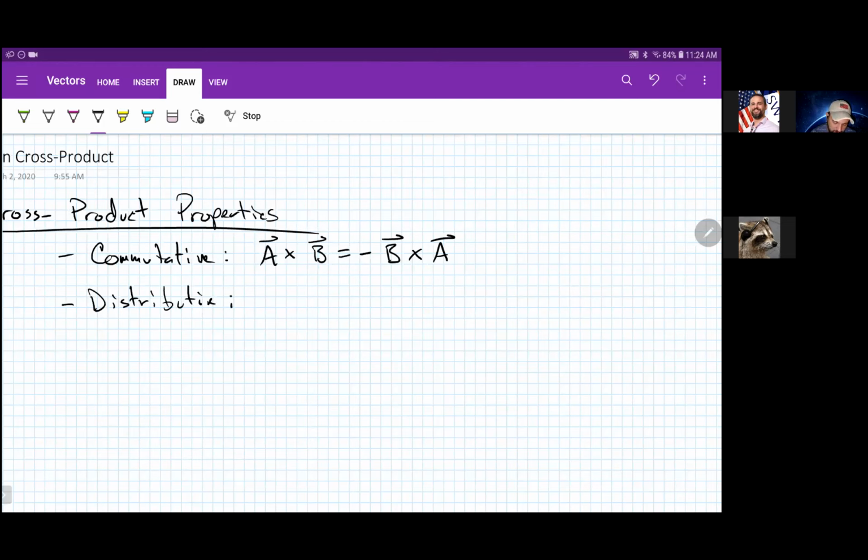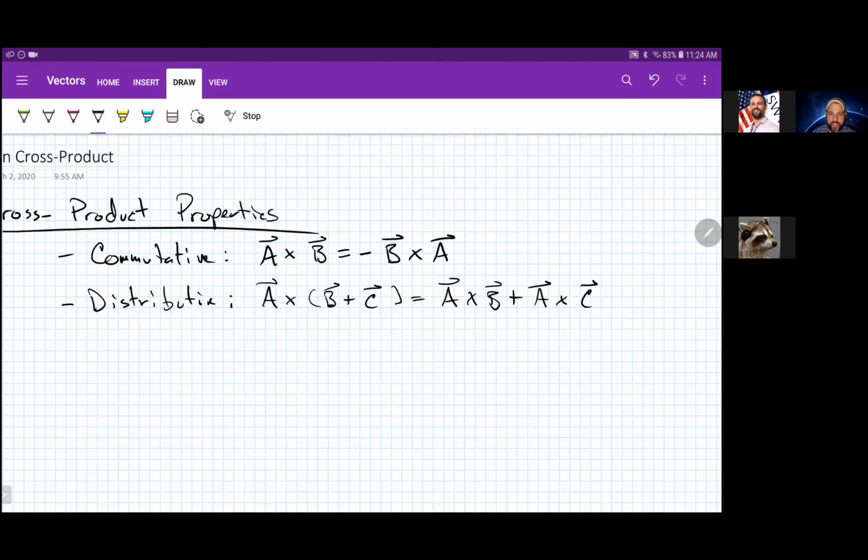So A cross (B plus C) is going to equal A cross B plus A cross C. Okay.